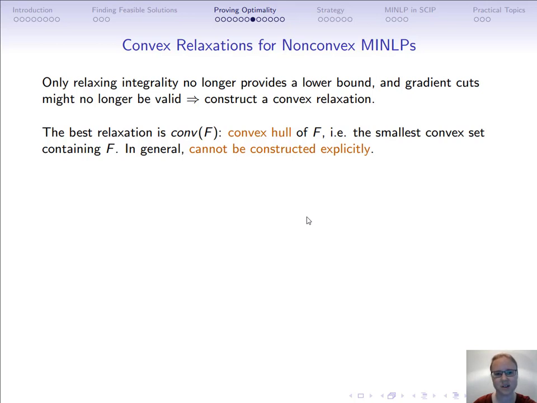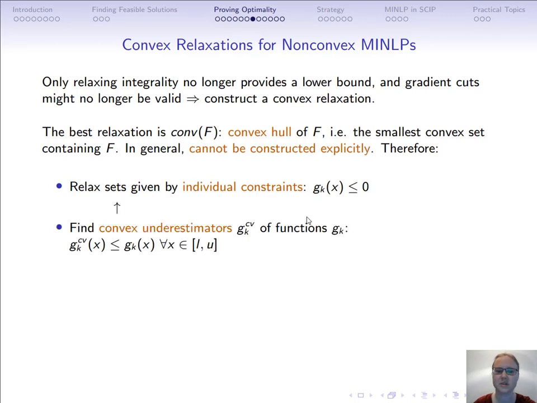The first simplification is this. What if we don't look at the convex hull of F as a whole, but we look at individual constraints, g_k, and relax the sets that are given by these constraints and then take the intersection? And to do this, most often one would construct a convex underestimator of the function g_k, which is a function which is convex and which is less than or equal to g_k everywhere in the domain of x. Okay, now this already looks a bit simpler, but in general we still usually do not know how to explicitly construct such a convex underestimator.